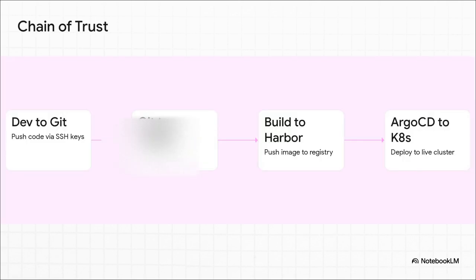To fix those vulnerabilities, we use what's called the GitOps chain of trust. Think of it like a relay race. We're securely passing the code commit like a baton through 4 distinct phases: dev to Git, Git to Jenkins, Jenkins to Harbor, and ArgoCD to Kubernetes. And at every single handoff, we require cryptographic proof of identity.